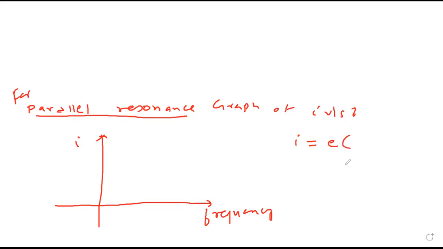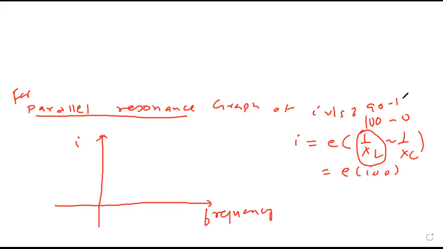E into (1 upon XL minus 1 upon XC), which we got in parallel resonance, if you recollect. At lower frequency, XL is small, so its reciprocal will be large, and this will be small, I'm assuming 0. So I will be E into 100. But as frequency increases, this will become larger and this will become smaller. What is the difference now? 80. So it will become E into 80.